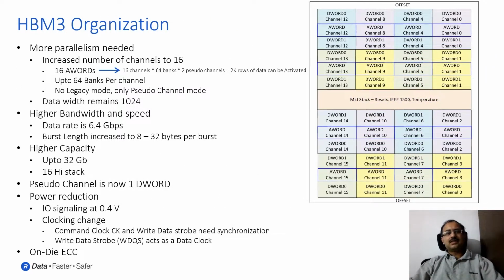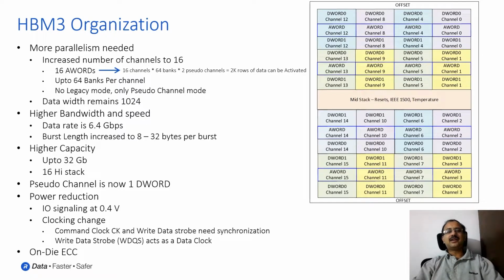So now the third generation of high bandwidth memory has come out, and in the need to address more parallelism, the number of channels has been increased to 16. So that means there are 16 A words, right? The effective number of D words remains the same. What has been done is, instead of having 4 D words per channel, now there are only 2 D words per channel.